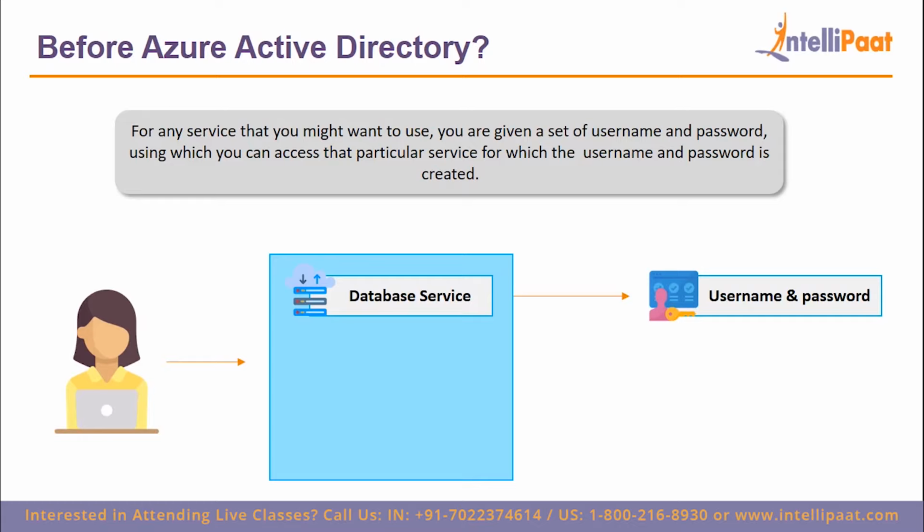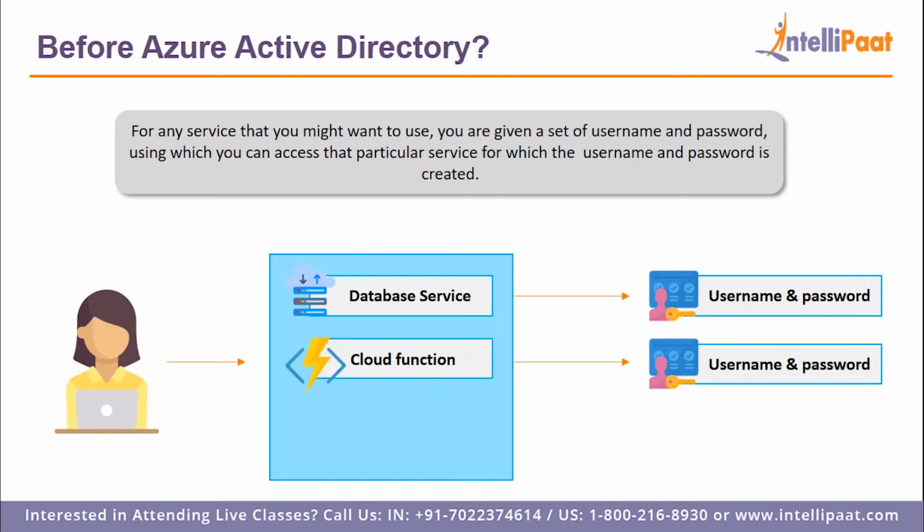Now let's say that you, as an employee of your organization, wanted to use database services offered by Azure. So the IT admin goes and creates a username and password for you, and now you can use your organization's parent or tenant Azure account to access the database service. But you can only access the database service using this username and password. Now let's say you wanted a cloud function service, right? You wanted to access the cloud function service. So for that, again, the IT admin had to create one more username and password for you, and now you can use this particular username and password to access Cloud Function.